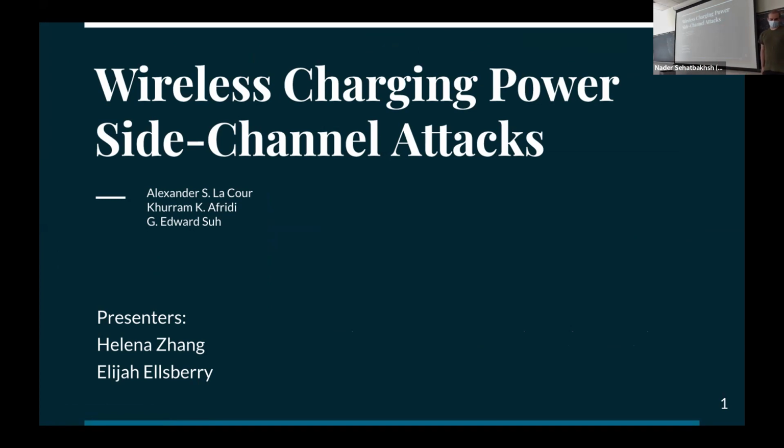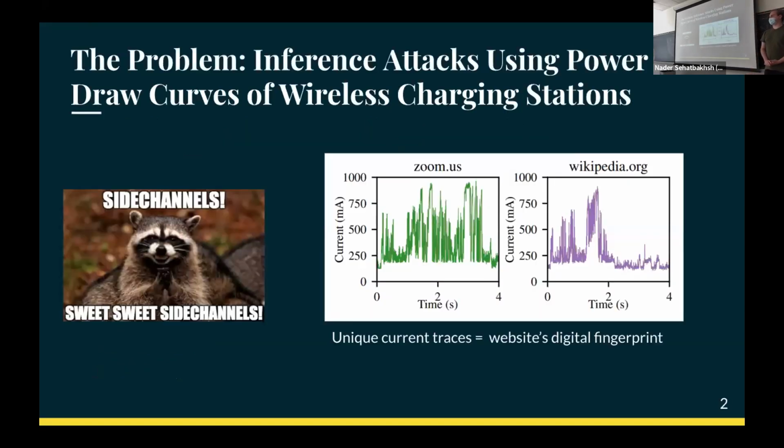All right, so we're looking at wireless charging power side channel attacks. I'm Elijah Ellsbury. I'm Helena. Let's get into it. The overarching problem that this paper is looking at is performing inference attacks by monitoring the power draw curves through wireless chargers. According to this paper, this hadn't been done before, it hadn't been proven. So we can extract different information from those power draw curves.